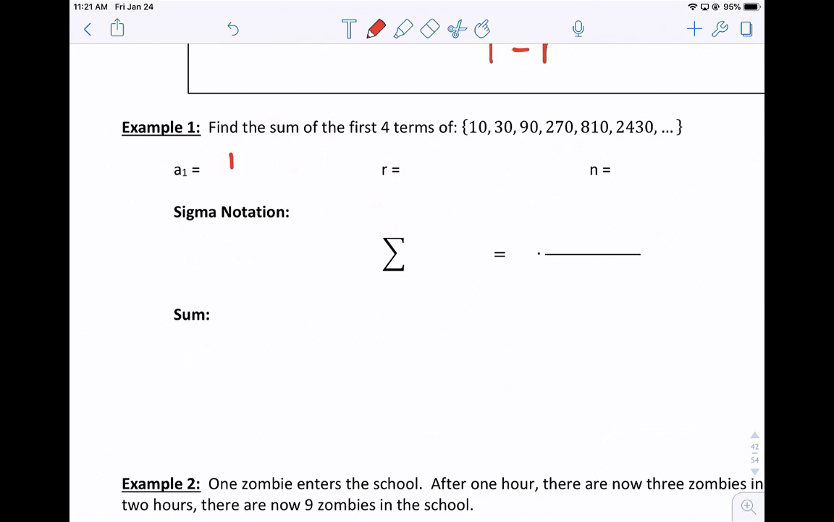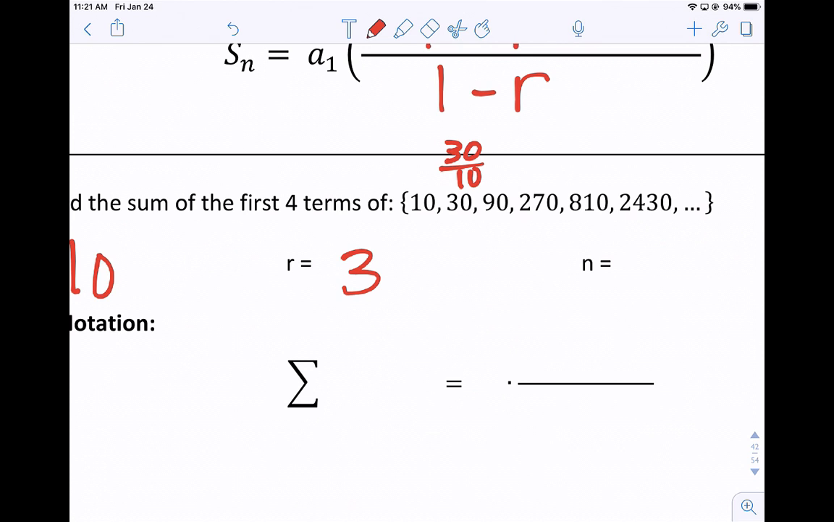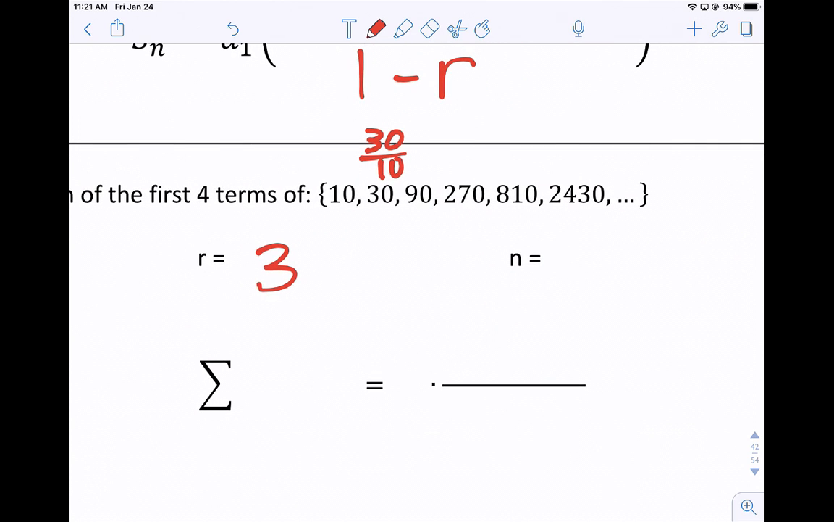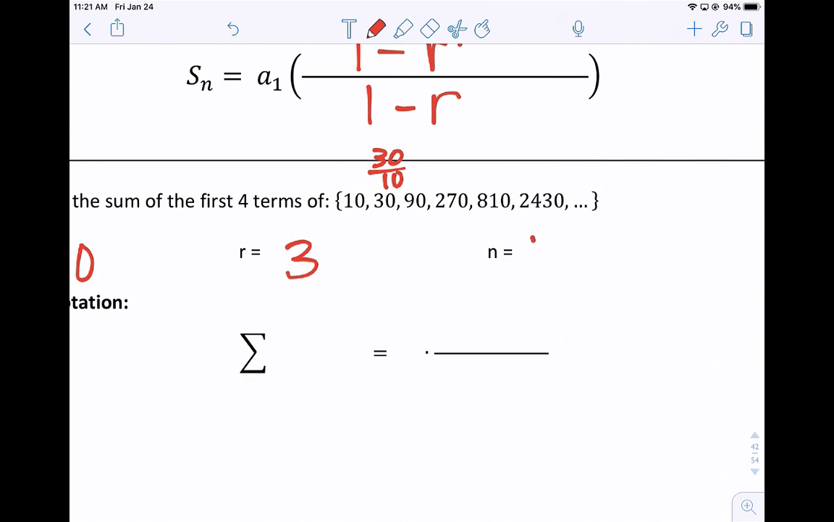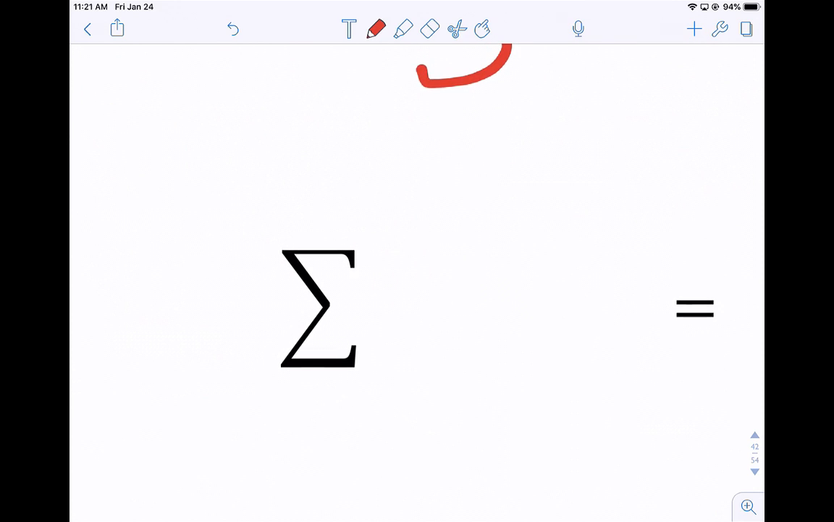The first term is 10. The ratio, take any number, divide by the one before it. So here our ratio is 3. And the number of terms, I'll just put number of terms, we'll eventually want the first 4 terms. So let's write the sigma notation to say add up the first 4 terms. So we'd say, all right, start with the first term, n equals 1, and we're adding up 4 of them.